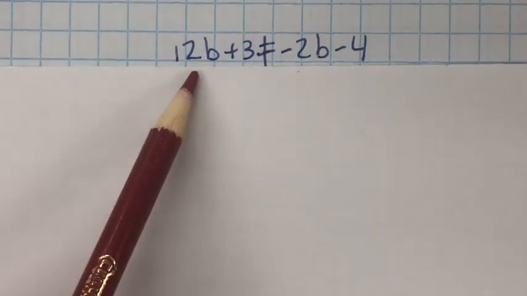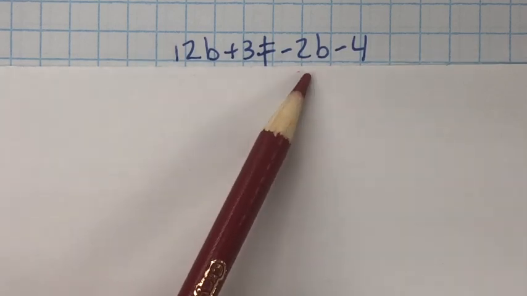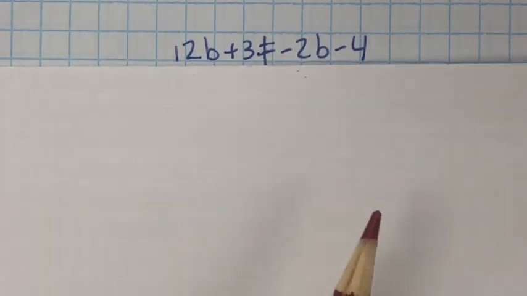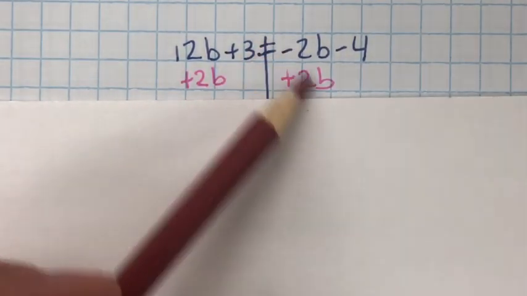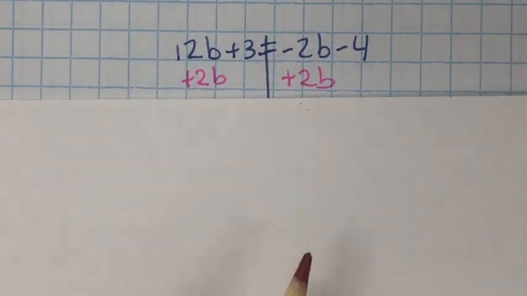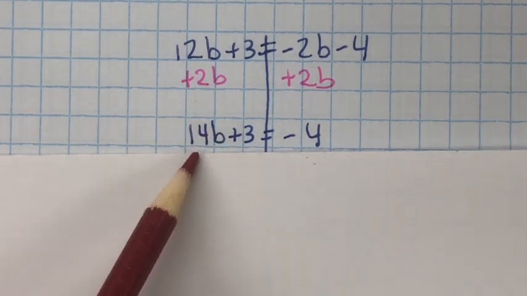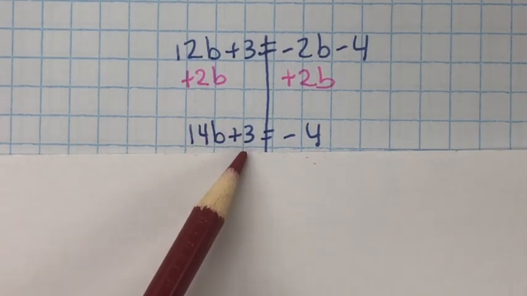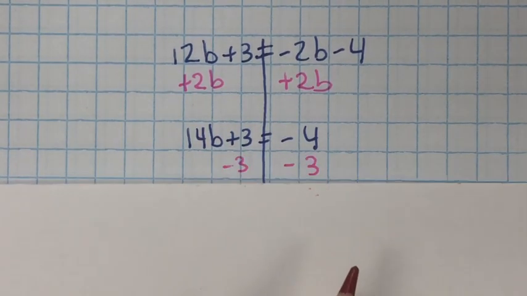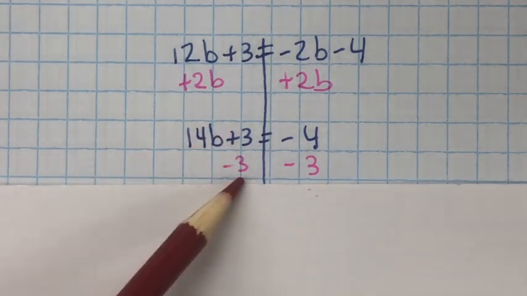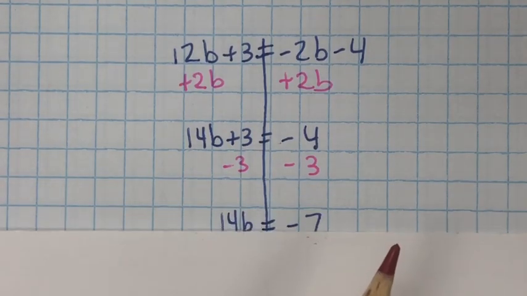I want to get the variables to the side that has a greater value, and 12b has a greater value than negative 2b. So the inverse property of subtraction is addition. So I add 2b to both sides, creating a 0 pair. 12b plus 2b is 14b. My goal is to find out the value of b, so I need to get rid of positive 3. Inverse property of addition is subtraction, so I subtract 3 from both sides, 0 pair. Negative 4 and negative 3 equals negative 7.